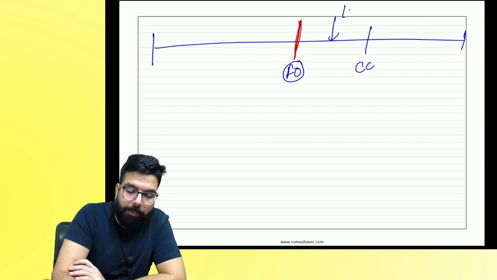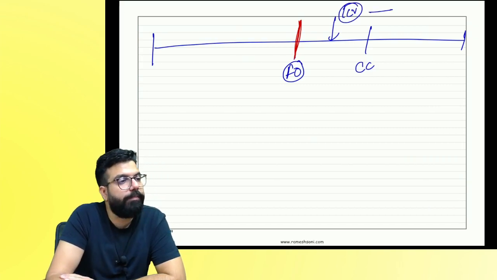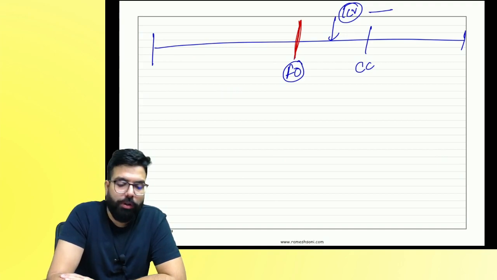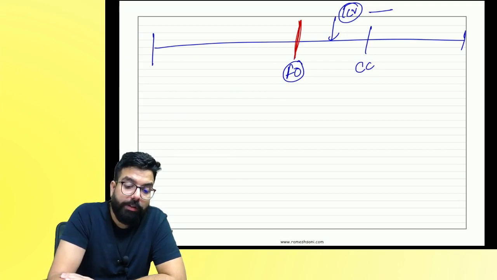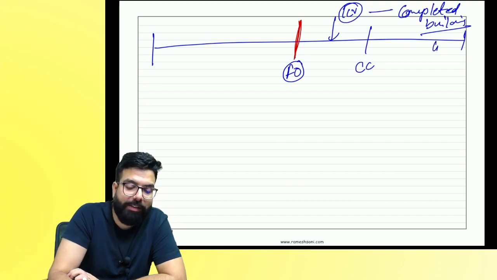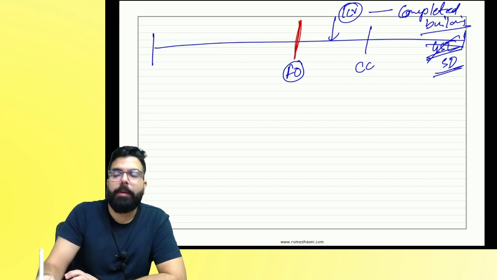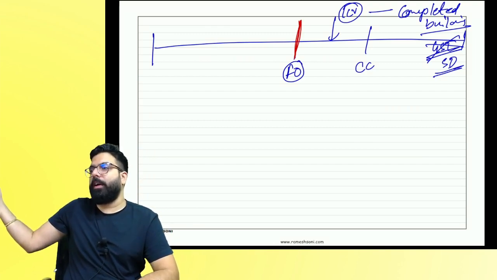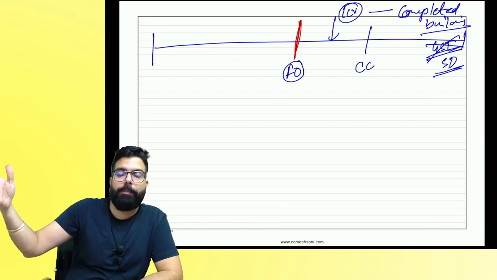I paid a complete 1 crore here. Will GST come? No. What is this? This is the sale of a completed building, which is basically the sale of a completed flat, and GST will not come. Only stamp duty.